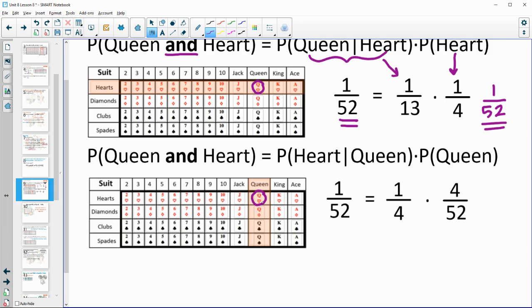So we know there's 4 queens. One of them is a heart. And then the probability of a queen just in general in the deck is 4 out of 52. So if we multiply these together, I'm just going to write it as 1 times 4 on top and 4 times 52, because then these 4s will cancel and reduce to 1. So we're reduced to 1 out of 52. So these are equal again.